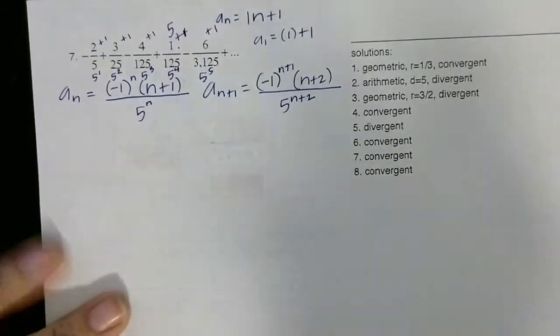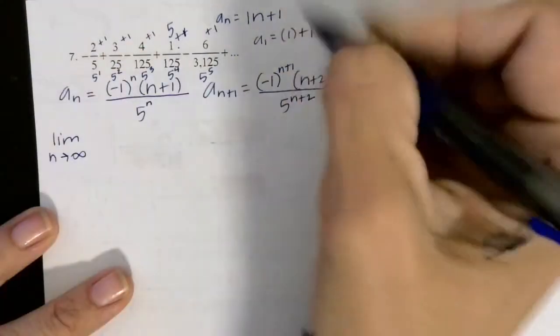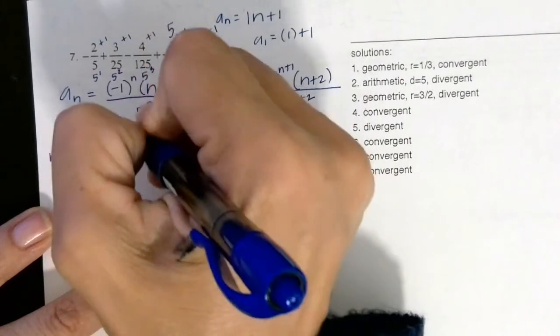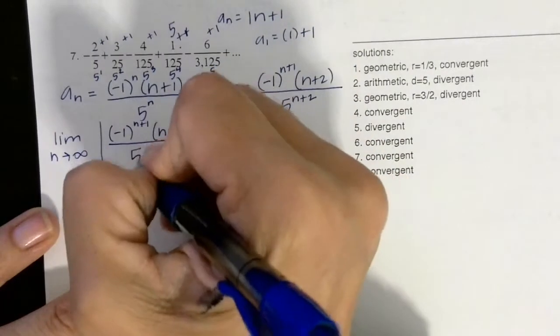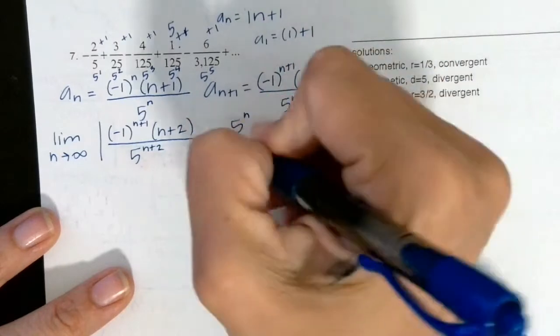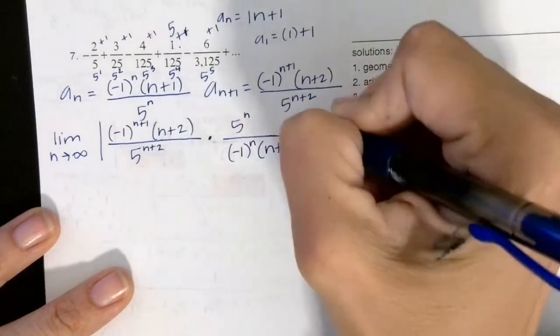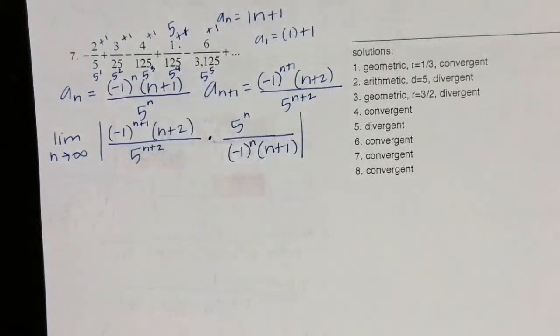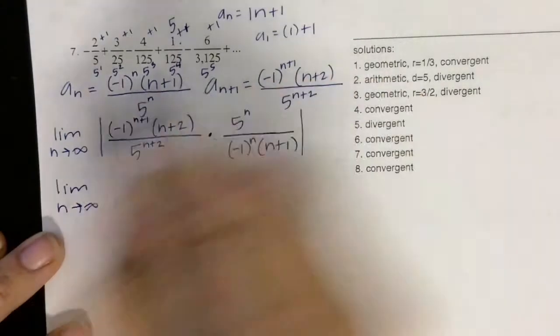So now that I have my term and the next term, I'm going to take the limit as n goes to infinity of the bigger one times the reciprocal, because we're flipping, so I get to that right there. And then we're simplifying, so I'm not going to highlight as much. That should be the tricky part.